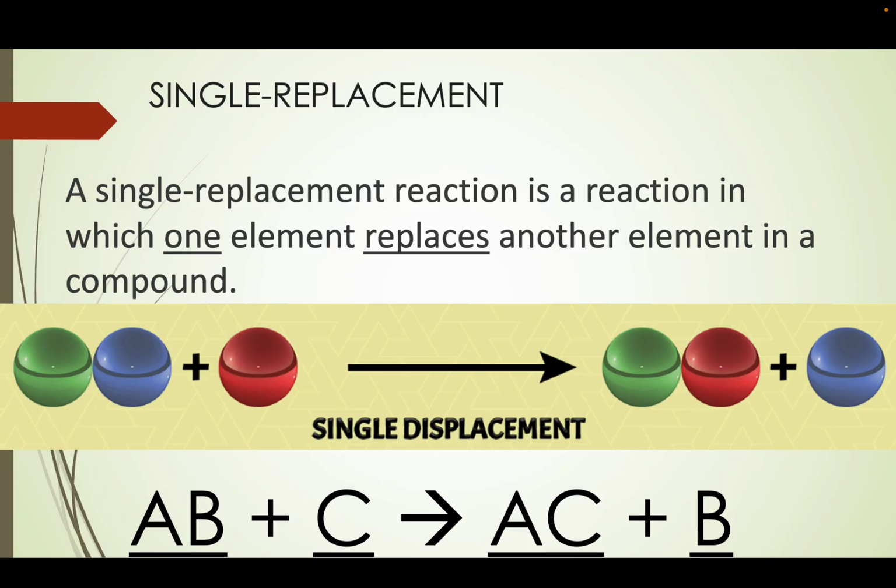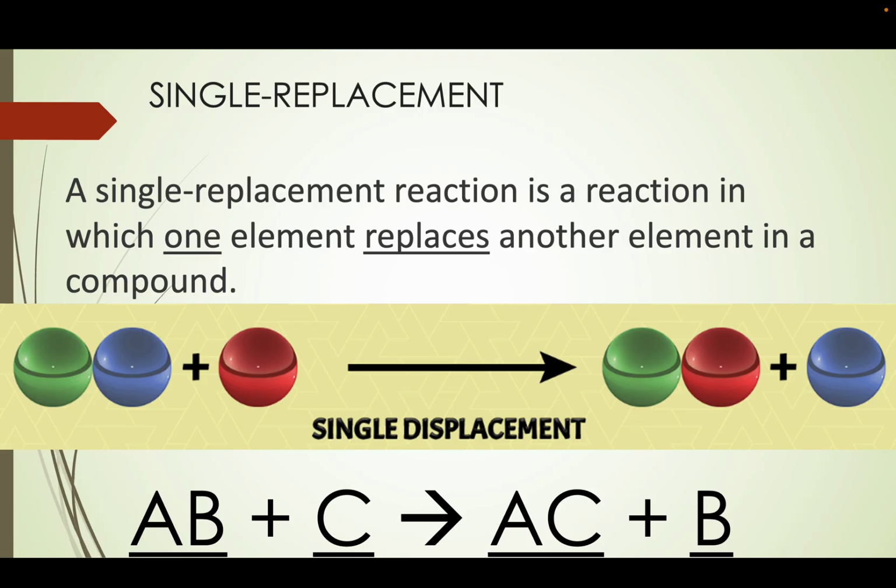Next, we have a single replacement reaction. Okay. In this one, you have one element. So basically, you have a compound, and then you have an element. And then one of the elements in the compound gets substituted for the free element. Okay. That's kind of a complicated way to say it. Again, I think that the pictures show it really nicely.